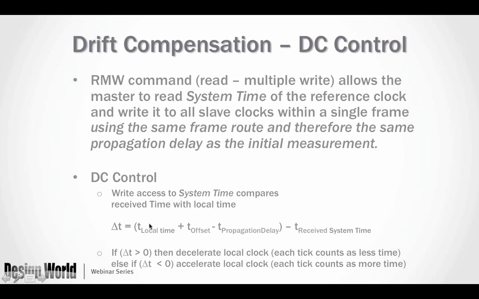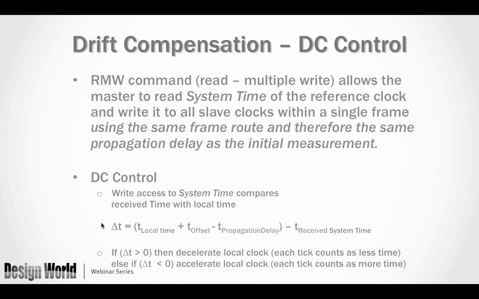It becomes a Boolean. When the received time comes in, the slave device looks at the received time and compares it with regards to propagation delay, what time it thinks it should have. So if the delta t between what it thinks the time is and what was distributed from the reference clock is a positive number, then it needs to decelerate its clock. In other words, it needs to count each tick of its oscillator as less time. If it's a negative number, it needs to speed up slightly. So it needs to count each tick as more time.